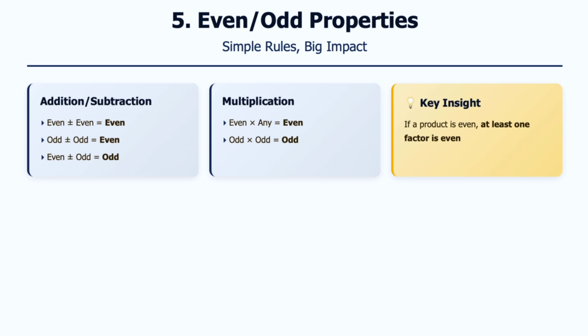Even and odd properties are deceptively simple but incredibly powerful. For addition and subtraction, even plus or minus even is even. Odd plus or minus odd is even. Even plus or minus odd is odd. For multiplication, even times anything is even. Odd times odd is odd. Here's the key insight. If a product is even, at least one factor must be even. This logic unlocks many tricky GMAT questions.